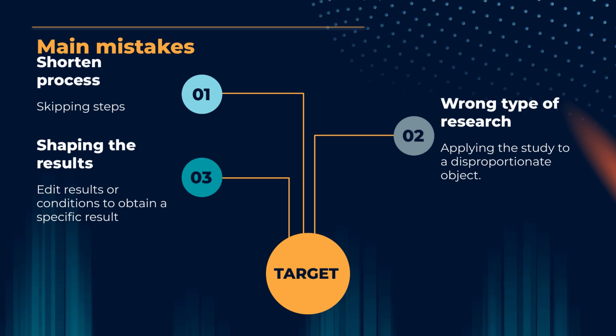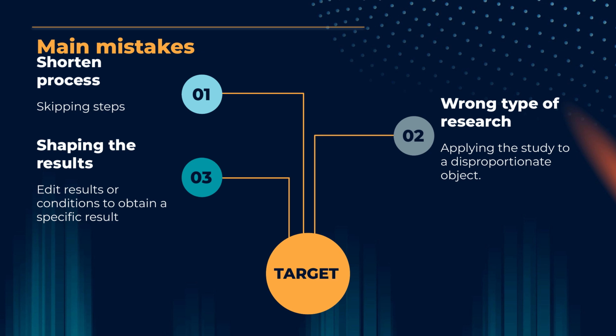Choosing the wrong type of research because the field, object, or subject wasn't defined correctly. Sometimes, this leads to unnecessary micromanagement or, on the other hand, endless research that doesn't really go anywhere, shaping the results to match a desired outcome. This makes the whole research pretty much pointless.